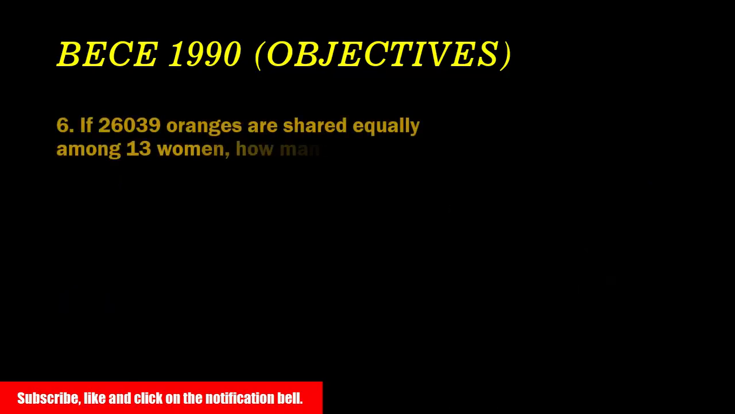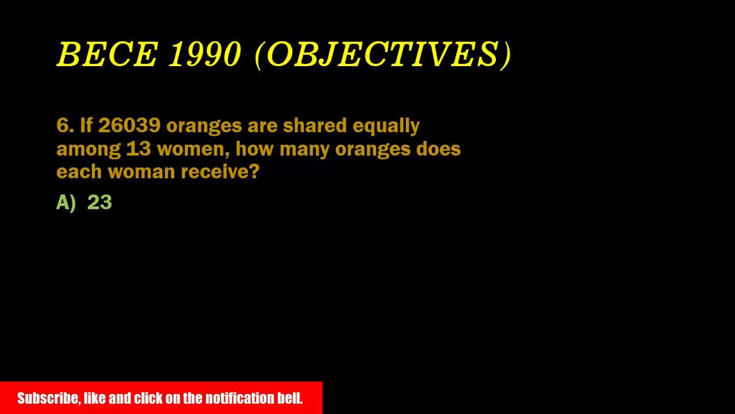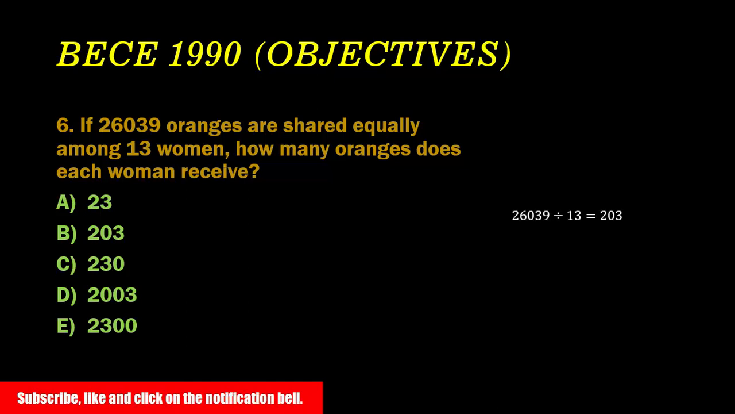Number 6. If 26,039 oranges are shared equally among 13 women, how many oranges does each woman receive? Option A, 23. Option B, 203. Option C, 230. Option D, 2003. Option E, 2300. Now realize that this problem is a simple division problem. So how do you deal with it? Just divide 26,039 by 13, and that will simply give us the answer 203.